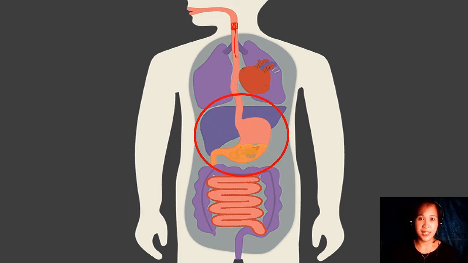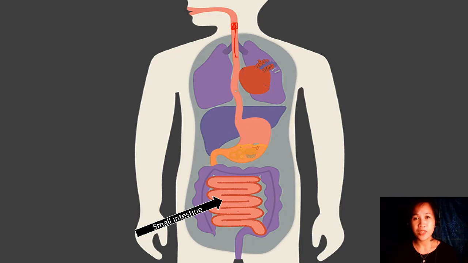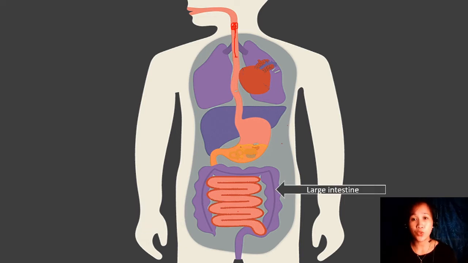Other enzymes such as protease and lipase help break down proteins in the stomach and fats in the small intestine, respectively. Digestion ends in the small intestine, where nutrients are absorbed in the villi and enter the circulatory system. Later on, we'll know what is villi. Waste that remains after digestion goes to the large intestine, where water is also reabsorbed.